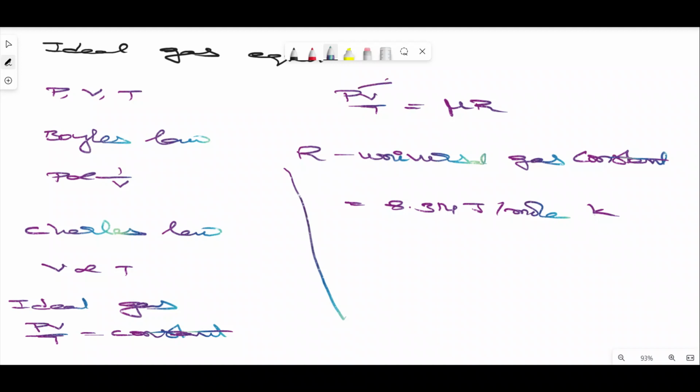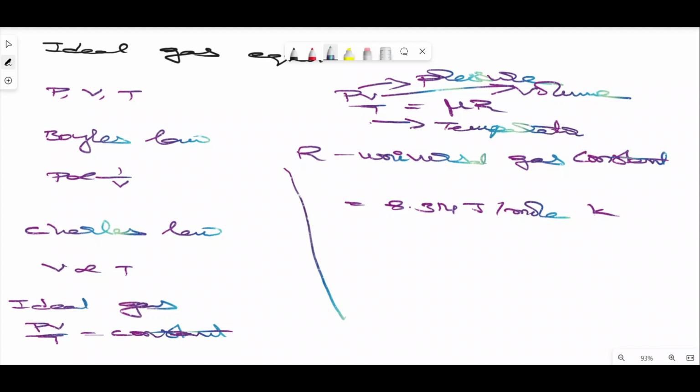Here P is pressure, V is volume, and T is temperature. R is a universal gas constant, and we know that mu is nothing but the number of moles. And here, as we observe this equation, we can represent that PV equals mu RT.